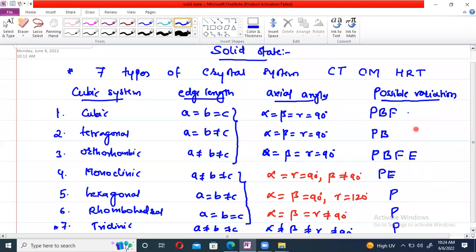You can count that a total of 14 lattices are there: 1, 2, 3, plus 2 is 5, plus 4 is 9, plus 2 is 11, 12, 13. We have 14 Bravais lattices. So this is a way to remember all of them.